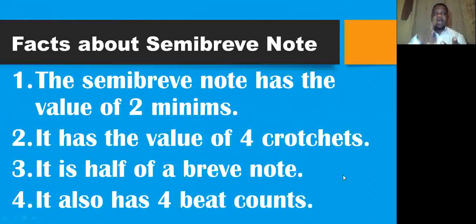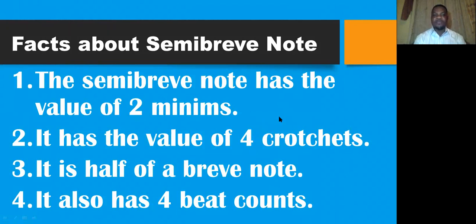ta. I remember I've done this before during one of our practical sections last term. Say ta, ta. So each time you see a semibreve note in a musical piece, it is prolonged, or you say sustained, for 4 counts. So that's why we say it also has 4 beat counts.